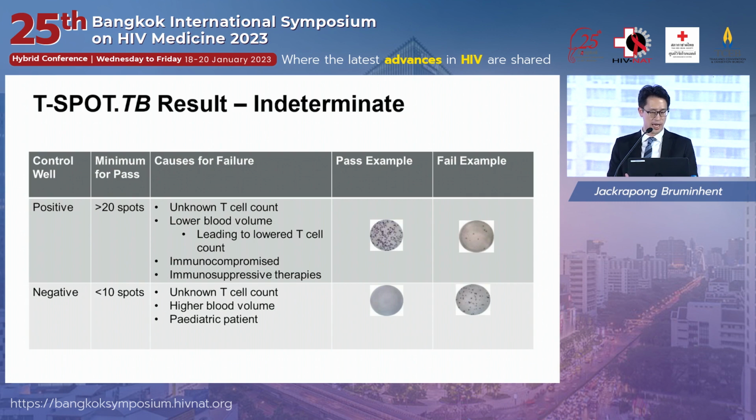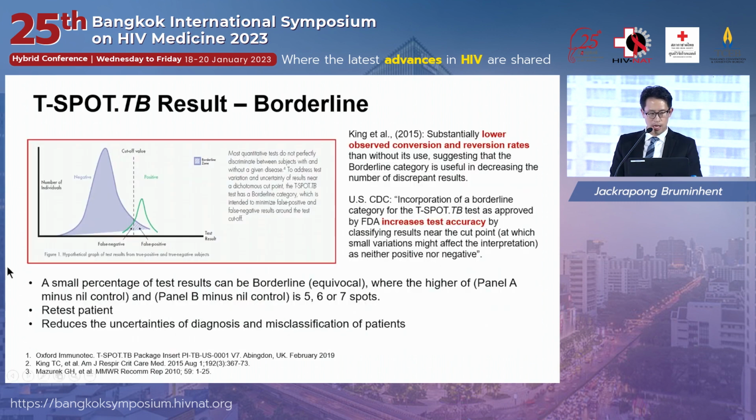And this is the borderline, as I mentioned. If it falls between 5, 6, and 7 spots, you probably have to recheck that test again, because this is going to reduce the uncertainties of the diagnosis and misclassification of your patients. Every single test will have something in between, and if you fall in that situation, you want to retest that again to make sure the borderline is positive or negative before making a final decision for your patients.